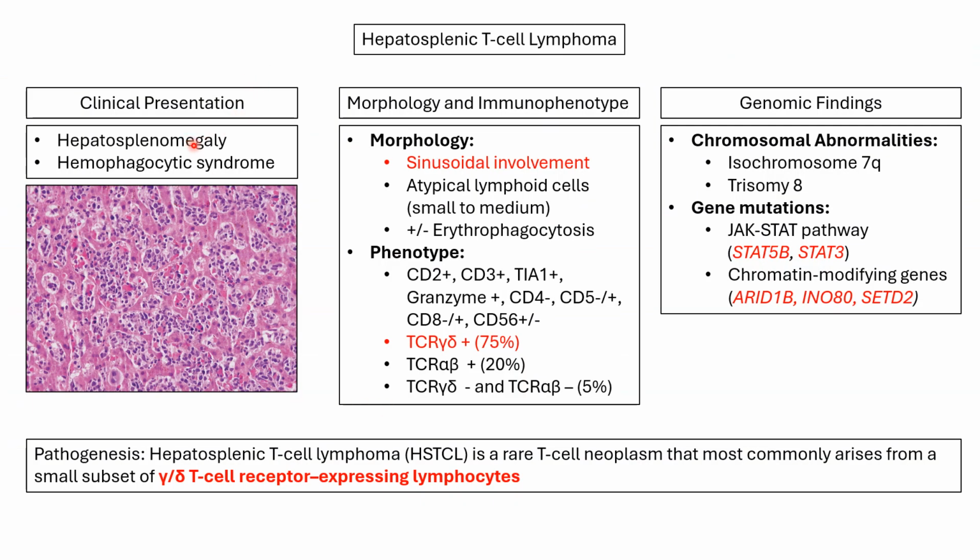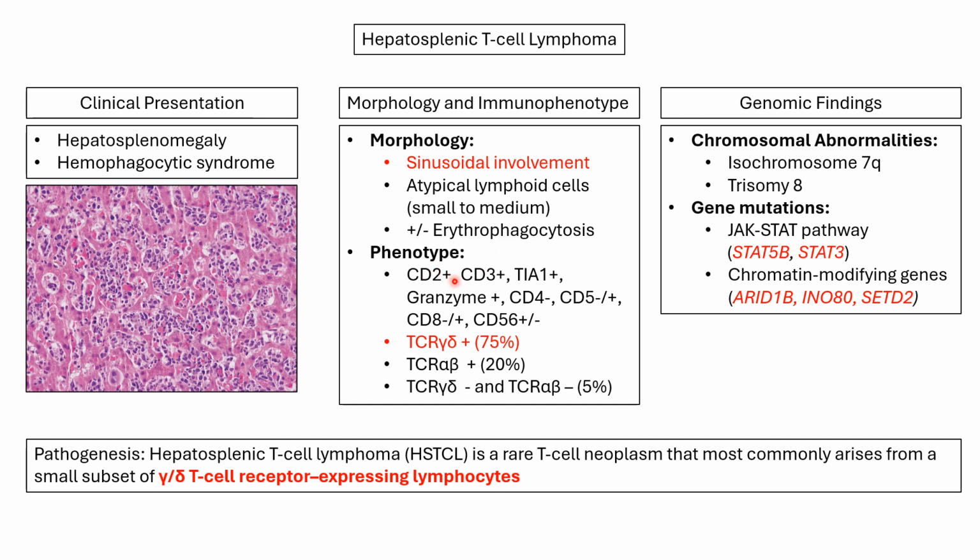Clinically, patients present with hepatosplenomegaly, and a very small percentage of patients can experience hemophagocytic syndrome. Morphologically, sinusoidal involvement is common in liver, spleen, and bone marrow. And here, liver is showing the sinusoidal involvement of the neoplastic cells. All these neoplastic cells in hepatosplenic T-cell lymphoma are usually medium, but also can be small. And erythrophagocytosis can also be seen in bone marrow and other organs.